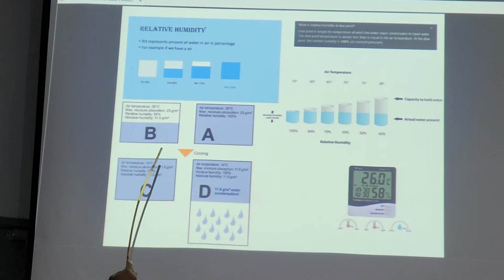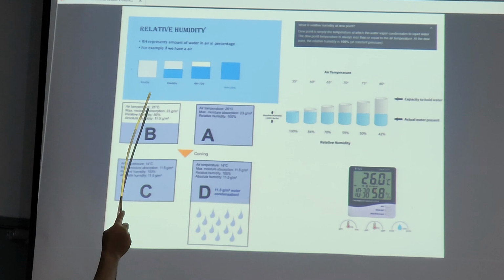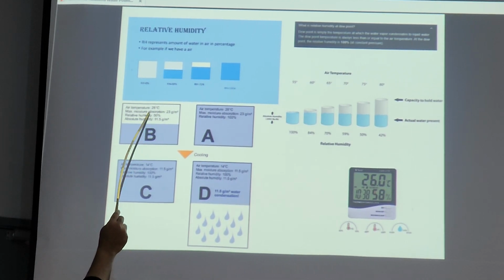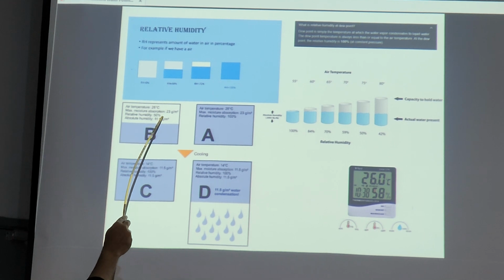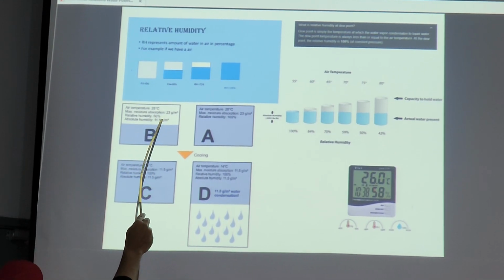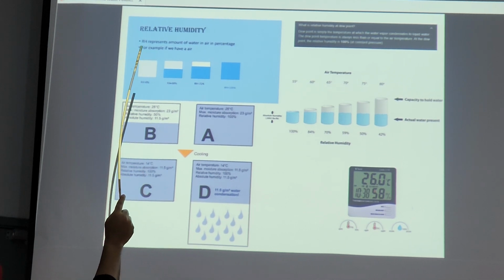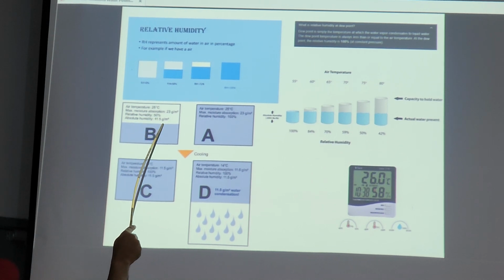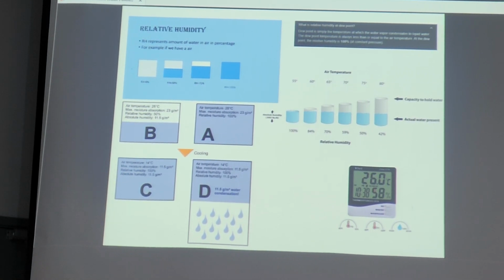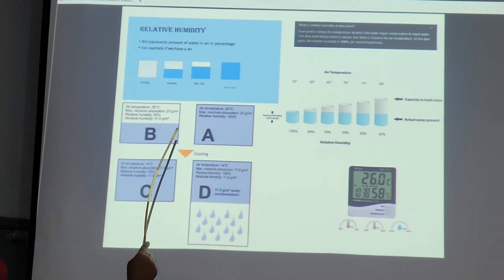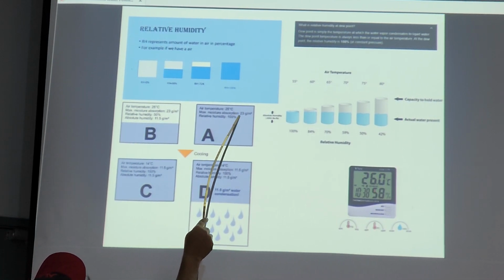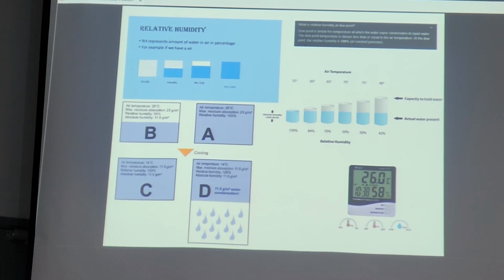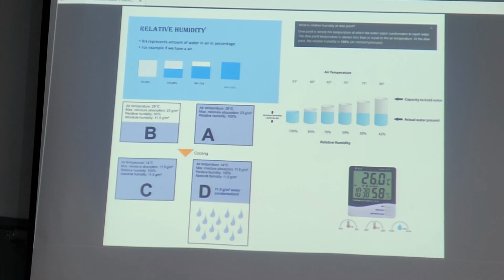So let's look at the example here. At point B, air temperature is 25, and the maximum absorption is 23 grams per cubic meter. Let's just say this is 23 liters, and you only measure 11.5. That makes the RH for room B 50%. In the same room, if you measure the water as 23, and 23 is the maximum capacity to hold the gas, the relative humidity is going to be 100%.